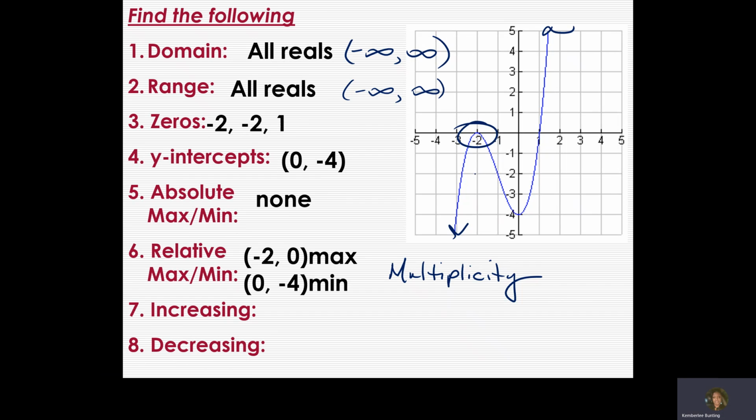Okay, -2, 0. And what's the location of my relative minimum value? Because roughly right here, I have a valley, right? And that location is 0, -4. Okay? How we feeling? All right.